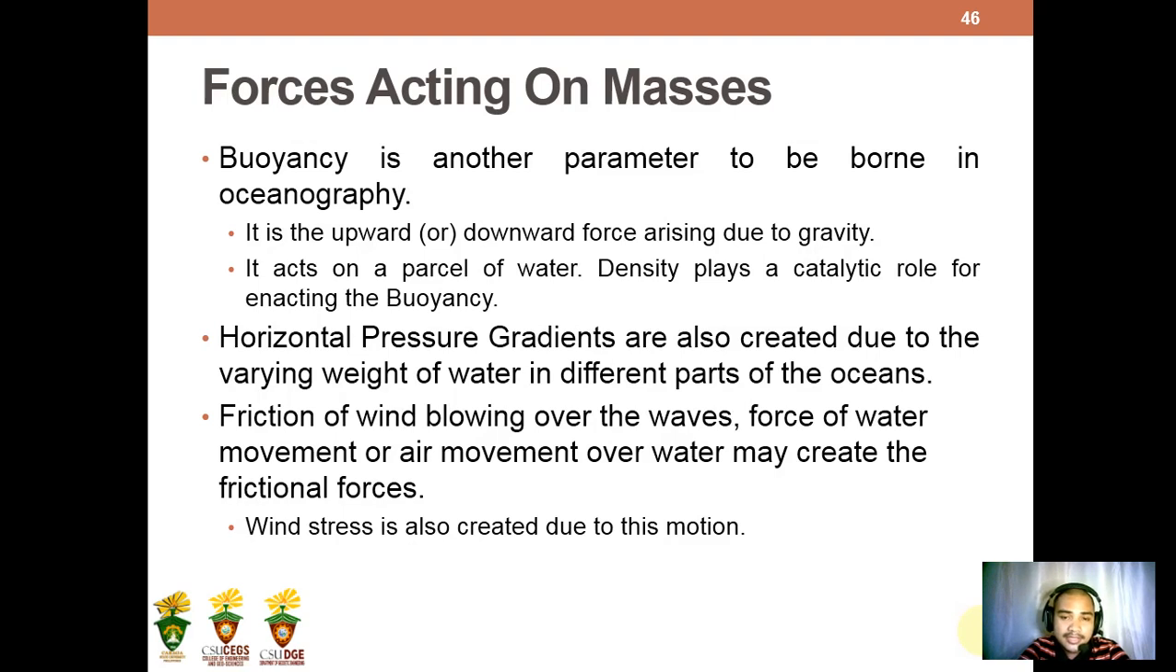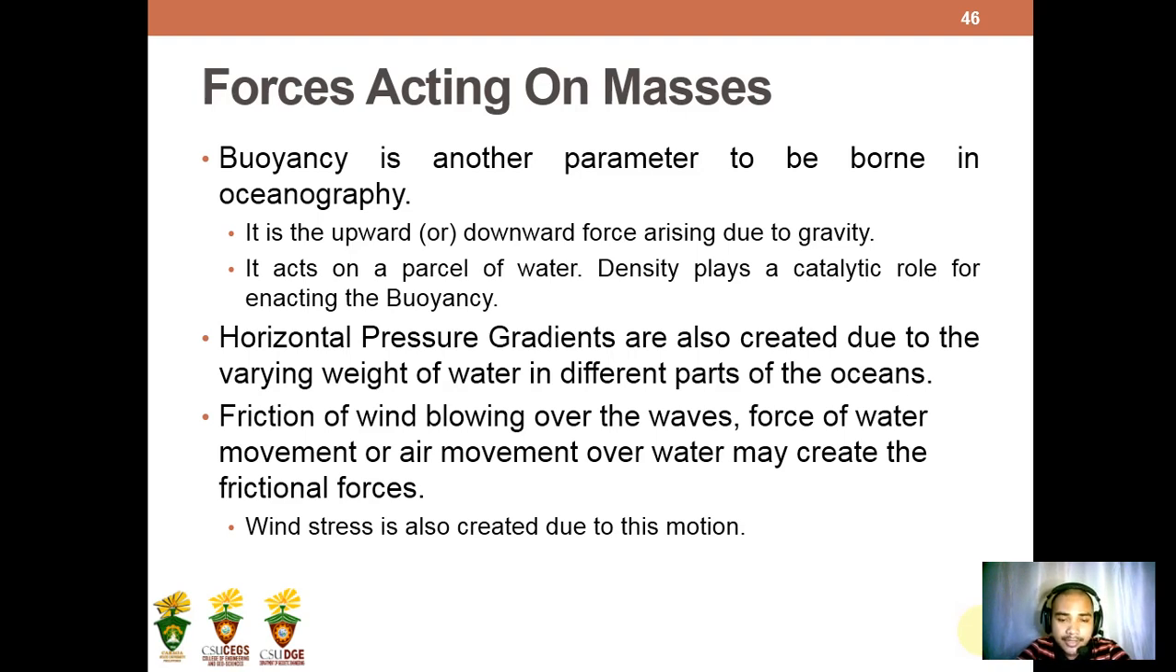The buoyancy is another parameter to be considered in oceanography. When we say buoyancy, it is the upward or downward force arising due to Earth's gravity. Buoyancy acts on the parcel of water, and density plays a catalytic role in acting the buoyancy.